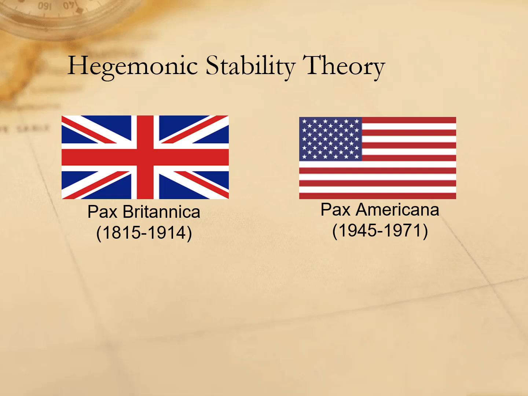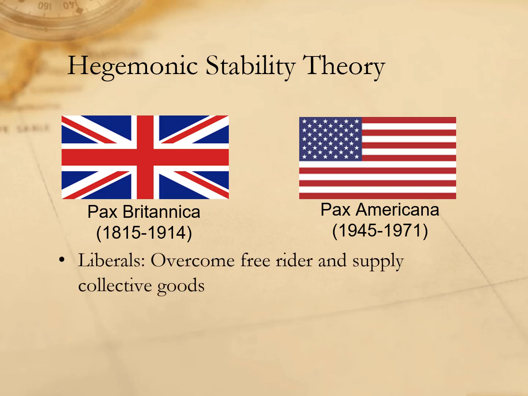Now, different theoretical approaches understand the role and motivations of hegemons differently. Liberals tend to emphasize the ability of the hegemon to supply collective goods and overcome the free rider dilemma. As previously noted, the willingness of the hegemon to accept some free riding by others in exchange for their general cooperation makes the provision of collective goods possible.